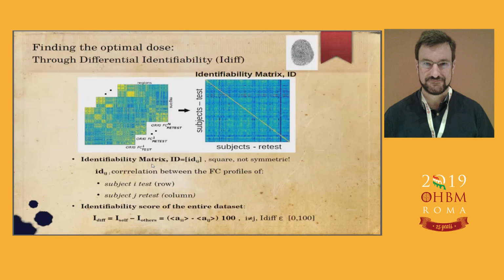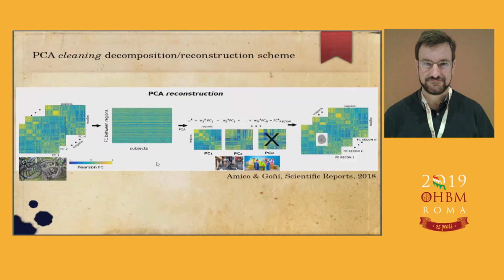What we're going to do is start dropping the components that explain the least variance: the one component that explains the least variance, then the 2 components that explain the least variance, then the 3 components, in an iterative fashion. We're going to reconstruct the data in the absence of those components, and check the identifiability matrix and the corresponding differential identifiability score.